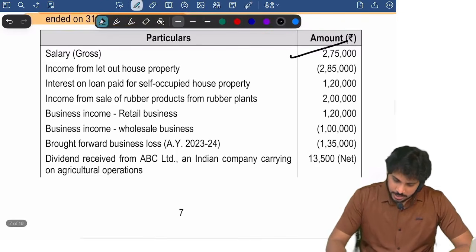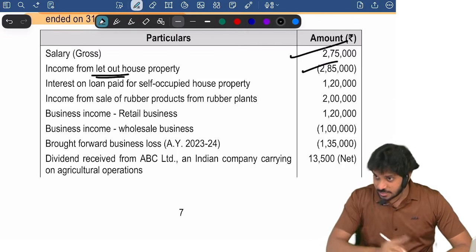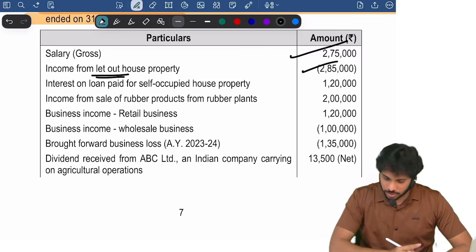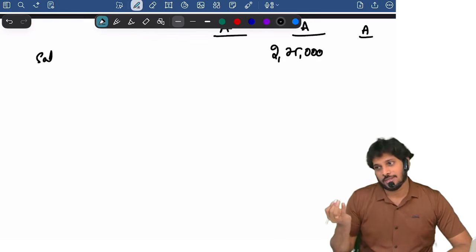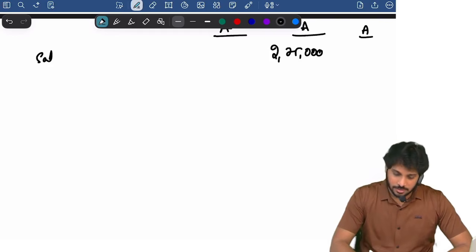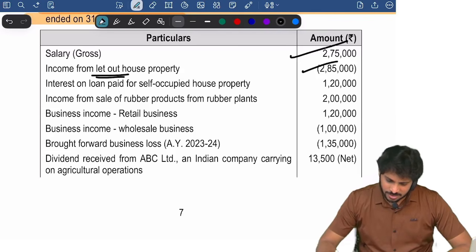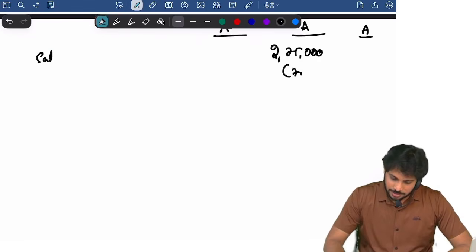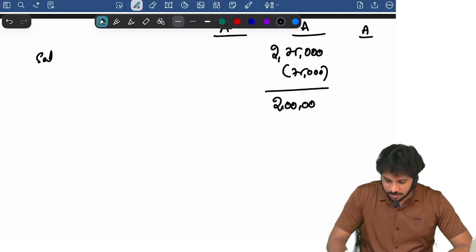Considered income from let out property, let out house property. They said default tax regime, no problem. I can take it as it is, loss. Yes or no? I can't set off with other heads of income. Okay. That's okay. Very good. Standard deduction. Therefore, 2 lakhs is the income from salary. Correct?